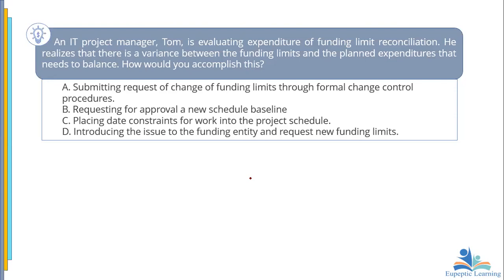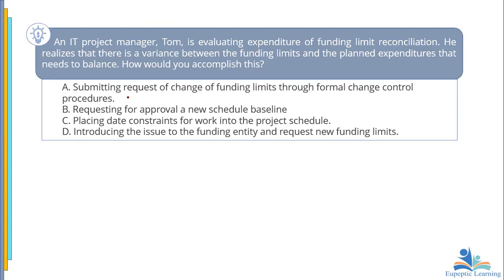Okay, let's look at it here. You are evaluating expenditure against what has been planned, and you realize that there's a variance, and you want to solve it. Submitting a request of change to the change control board will not be a prudent option. The whole issue is about performance. You understand? It's about performance. So you have to first of all look at why there is that problem. Why is it that there's a variance between your funding limit and the planned expenditure?